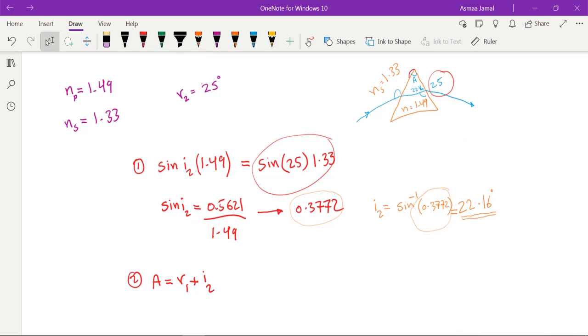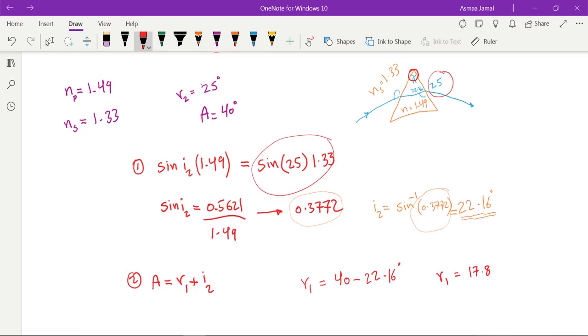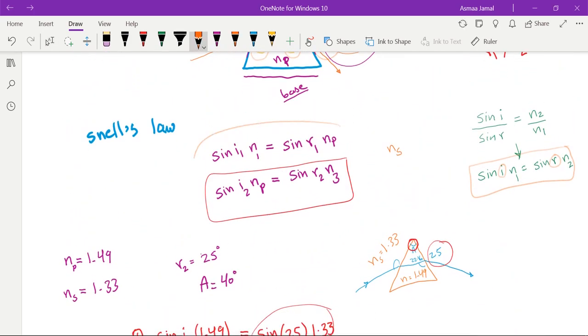And here we have the apical angle. Oh, I'm sorry, I didn't give you that one. It's unknown. So let's say the apical angle equals 40 degrees. So we can use it here. The first refracted ray equals 40 degrees minus 22.16 degrees. The first refracted ray angle equals 17.84. Since we have this one now, we can rely on it.